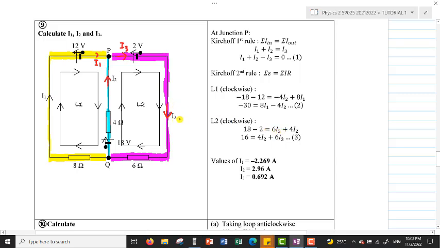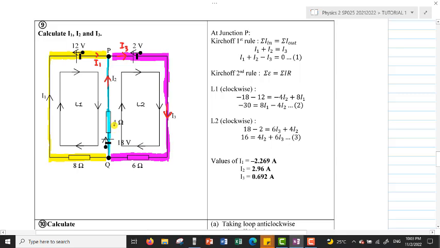Comparing the direction of current I3 with the loop, it is the same, so we have positive I3. This I3 flows through the 6 ohm resistor, so we have 6 multiplied by I3.